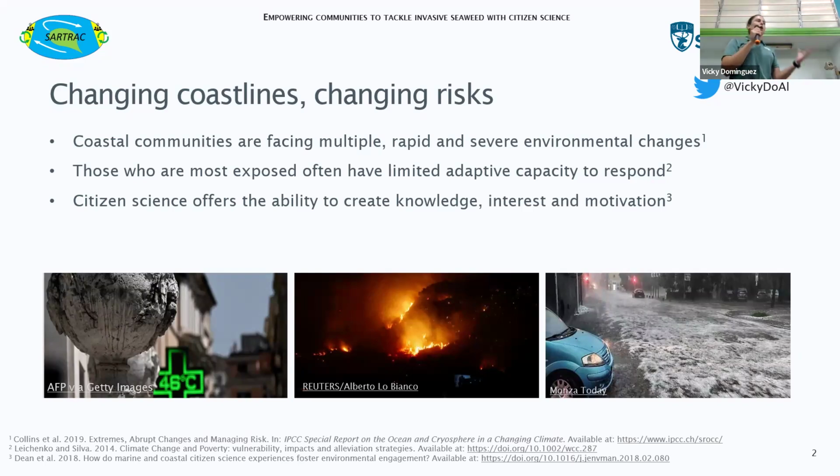We are going to be focusing today on the coast, one specific problem on the coast. And as I said, I'm going to be sharing with you a bit about citizen science, which is basically having the public, having people helping and on board with science, with the research projects. And we want to see if we can create knowledge, motivation, and interest for those people, and hopefully do something nice together.